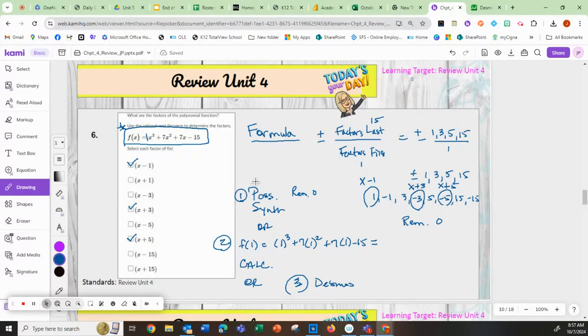So you kind of had 3 ways. You could do synthetic division and look for remainders of zero. You could use your calculator, plug in each one of these possible rational roots until you got a 0. Or you could use Desmos and look for where the graph crosses the x-axis.